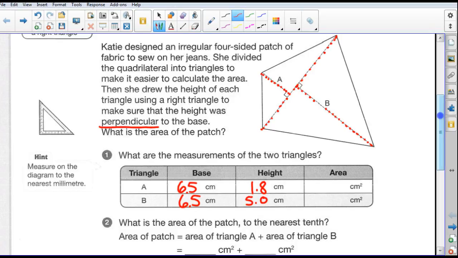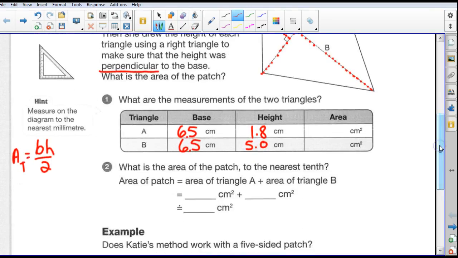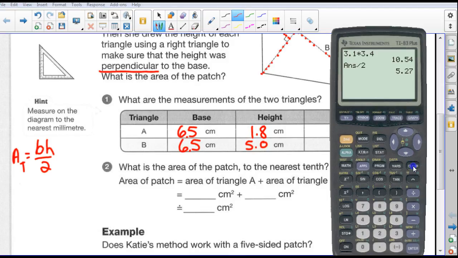So we need to calculate the area. Well, we know that the area for a triangle is base times height divided by 2. That's the area of a triangle. Okay? So I'm going to take these measurements here, I'm going to plug them into my calculator.